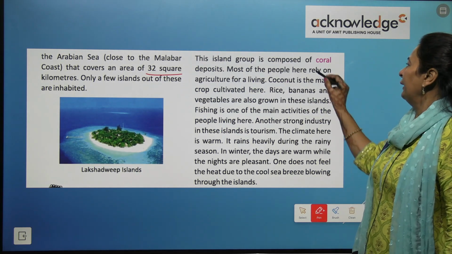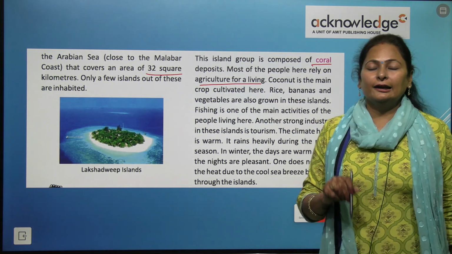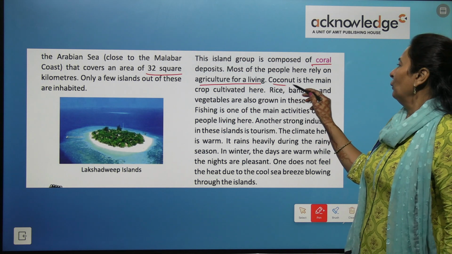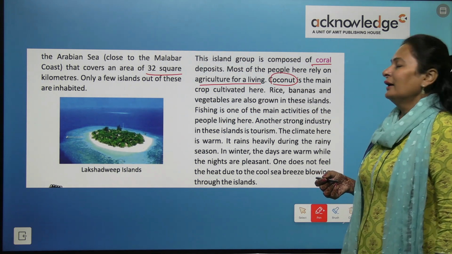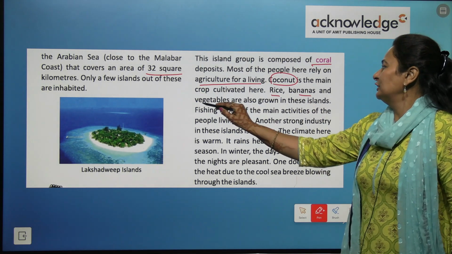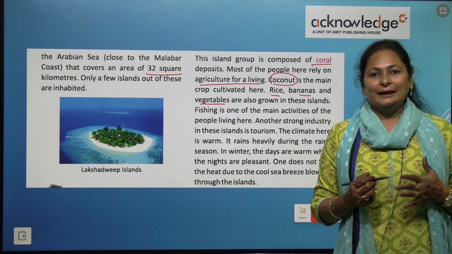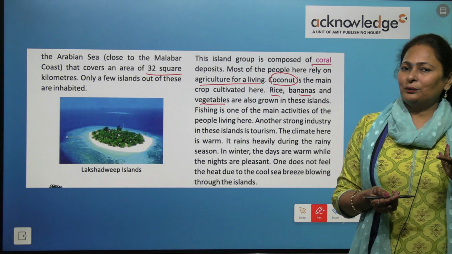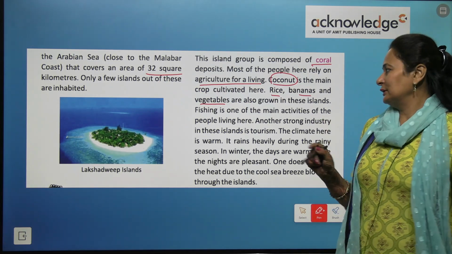Most of the people here rely on agriculture for living. Again, farming or agriculture is the occupation. Coconut is the main crop that is cultivated here. Apart from coconut, rice, bananas and vegetables are also grown in these islands. Coconut is the main crop, right? And apart from coconut, what are they growing? They are growing rice, bananas and other vegetables.